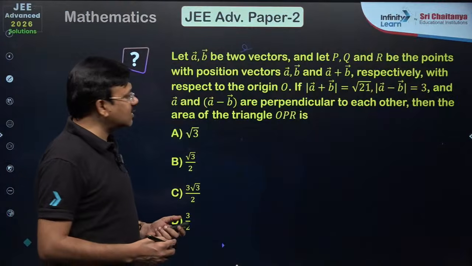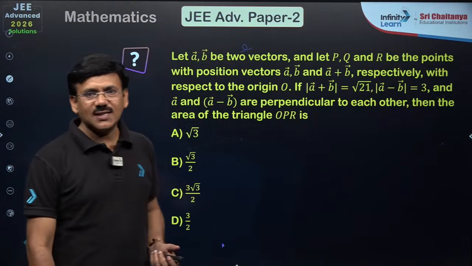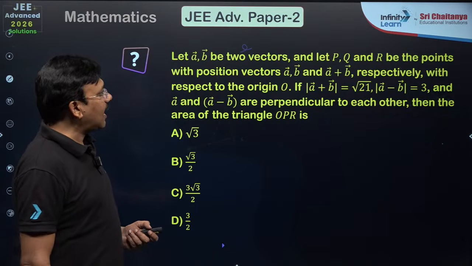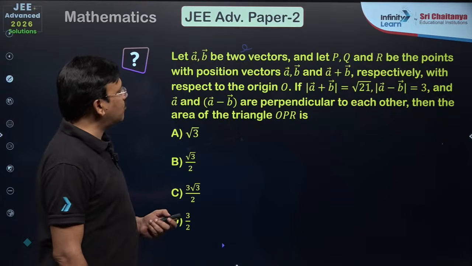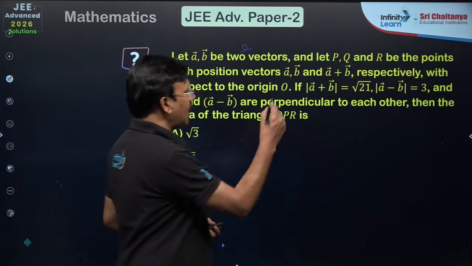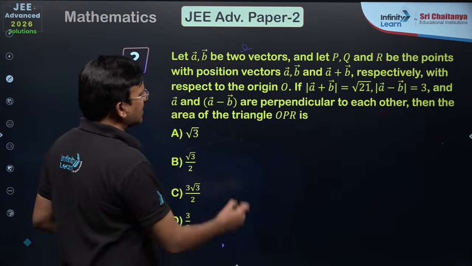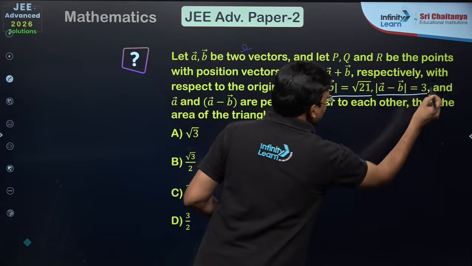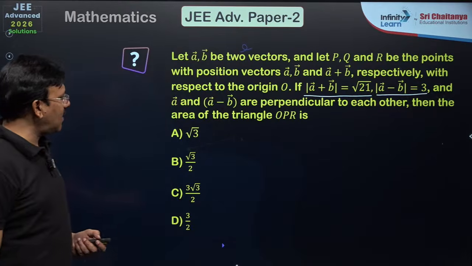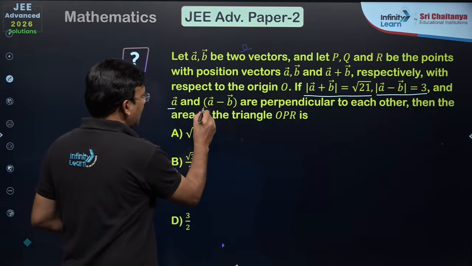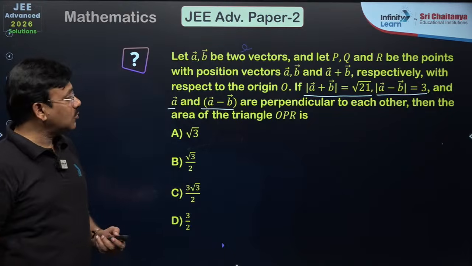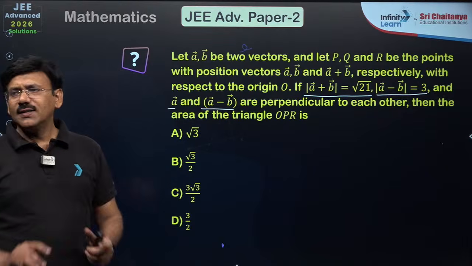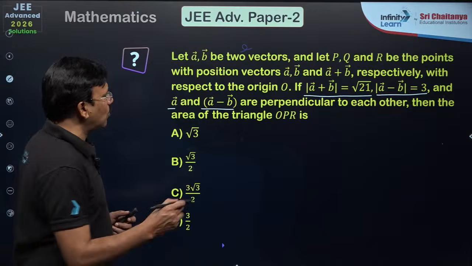So the first question, as usual from vectors, is a simple question. A bar and B bar are two vectors, and P, Q, R are the points with position vectors A bar, B bar and A bar plus B bar respectively. He has given some data: the magnitude of A cross B is root 21, the magnitude of A minus B is 3, and A bar and A bar minus B bar are perpendicular to each other. Then find the area of the triangle OPR. The question is very simple, just try to note the data.